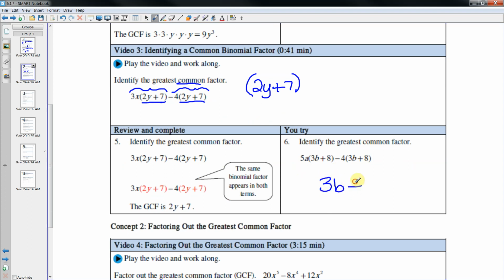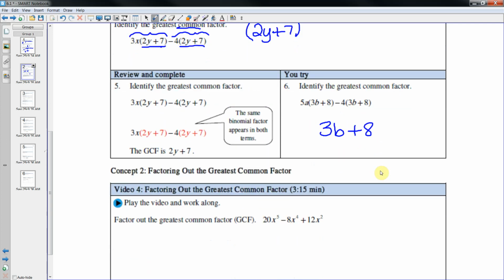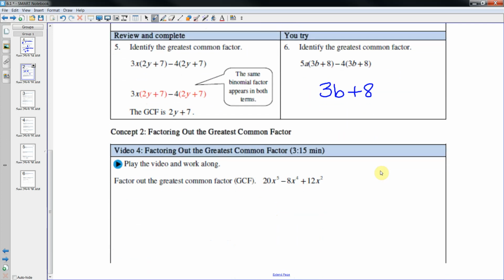If you said 3b plus 8, you would be correct. That is what's in both terms. Alright, so let's look at what we're actually going to be doing. We're going to be factoring out the greatest common factor. So the first thing we need to do is find the GCF.